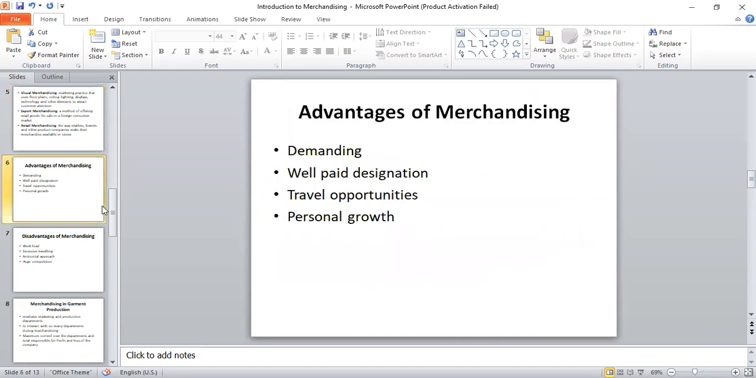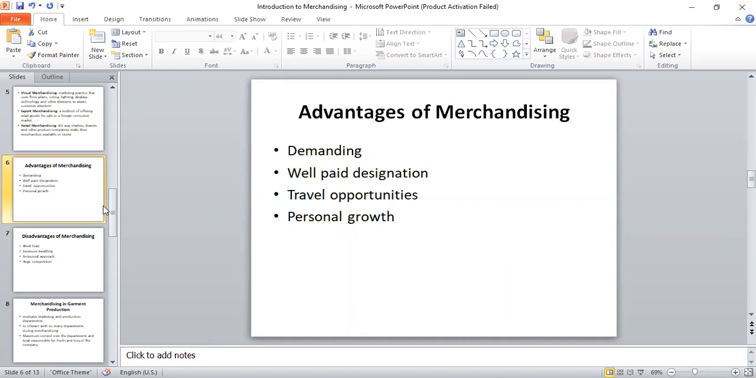So, there are many advantages. A demanding, well-paid designation. The merchandising job is very demanding, with a well-paid designation, travel opportunities, and personal growth. As it is a multiple-skill job designation, it is easy to move into related areas. A wide variety of job opportunities are available. Contact with people from different backgrounds, cultures, countries, and languages.